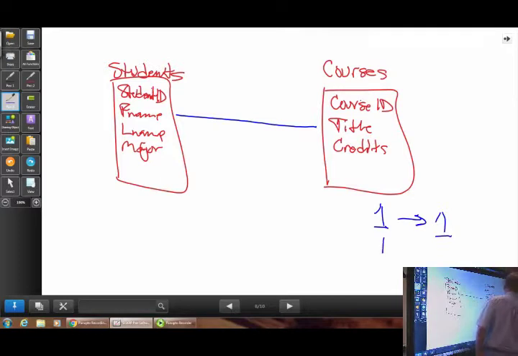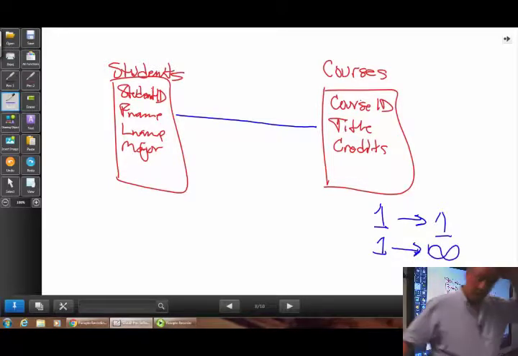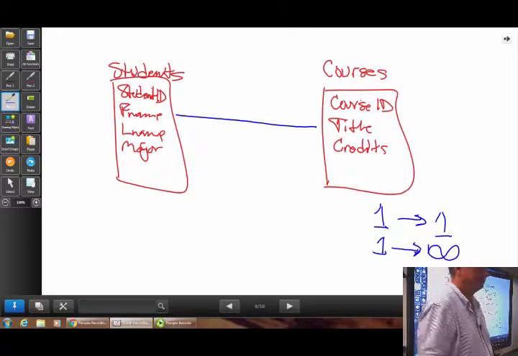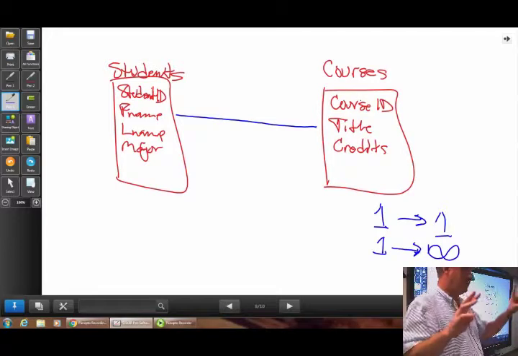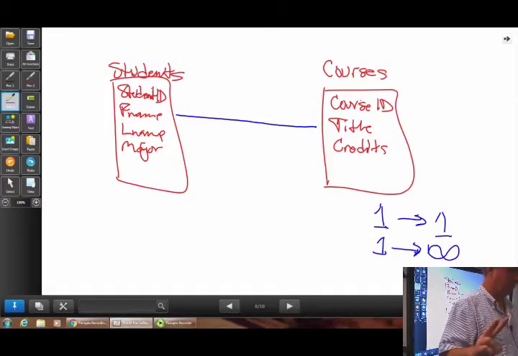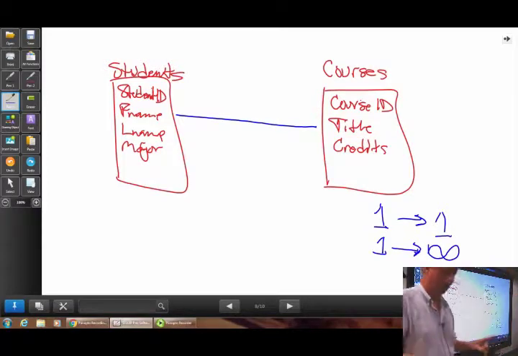Then there is a one-to-many. My infinity symbol is for many. One-to-many. Okay. How many courses are you taking this semester? Four. How many students are you? One. You are one student taking four courses. So the relationship between you and your courses is one to many. If it's two, or even the possibility of two, it's many. So you, as one student, have four courses, one to many.